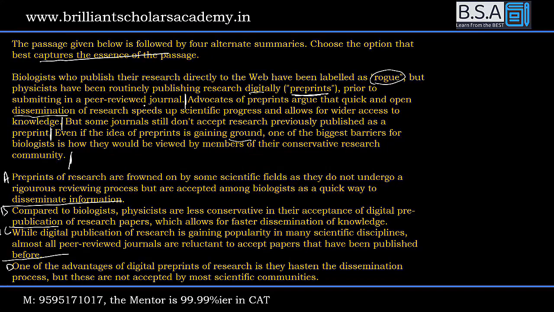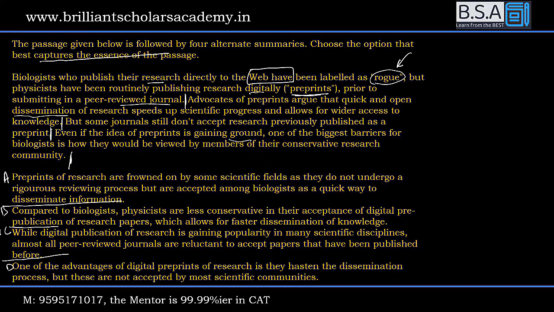What is preprint? What is a journal? Like the American Journal of Science, the scientific journal. So let us say you submit a research paper. People who are from the same field, 4 or 5 people, will review that. They'll say, okay, it's good, it's proven, that is published in the journal. So when biologists publish their research on web, they are called rogue. Who is a rogue person? A rogue person is somebody who does not follow rules, who does not follow the standards. Rogue ninja, rogue nation, somebody that does not follow the set path.